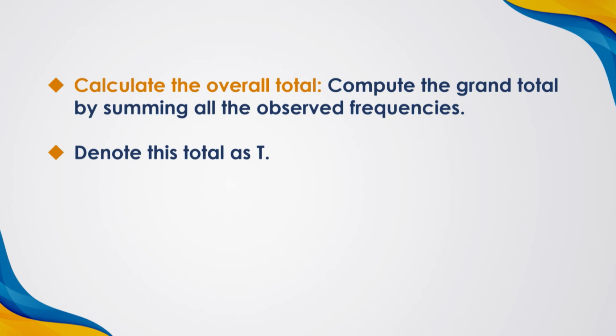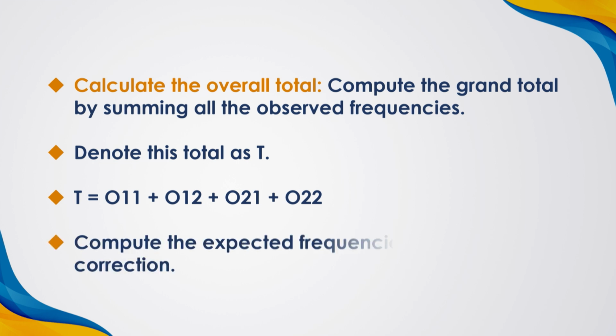So, up to here you are able to frame your 2x2 table with your row totals and column totals, and you can also obtain your grand total, that is, calculating the overall total by summing up all the observed frequencies. Denoting the grand total as capital T, T will be O11 plus O12 plus O21 plus O22. As I mentioned, O represents the observed frequency. To compute the expected frequency, let me denote it as capital E, without Yates's correction.